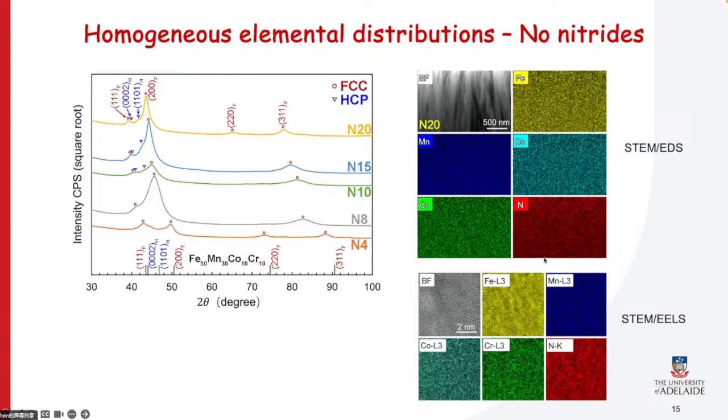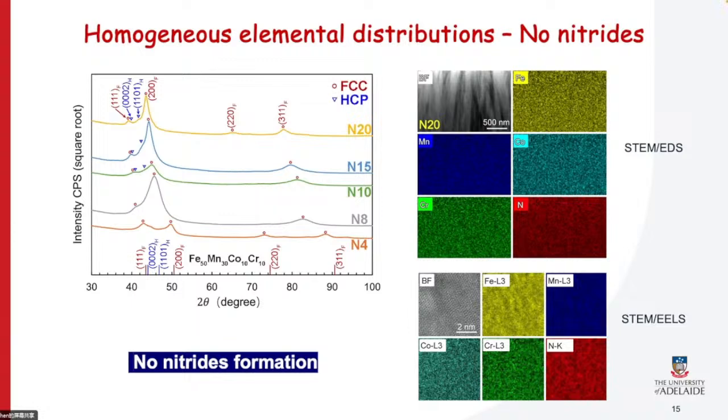So we can see that all these results indicate homogeneous elemental distribution, and there is no nitride formation. Even though the nitrogen content for this one, N20, is as high as 29 atomic percent, these particles are not yet nitride, but should be described as dissolved solid solution, supersaturated with nitrogen. So the conclusion from this slide is that there is no nitride formation.